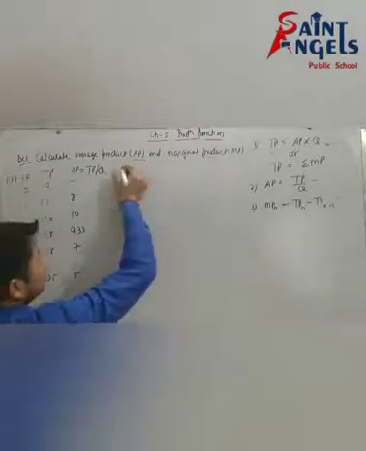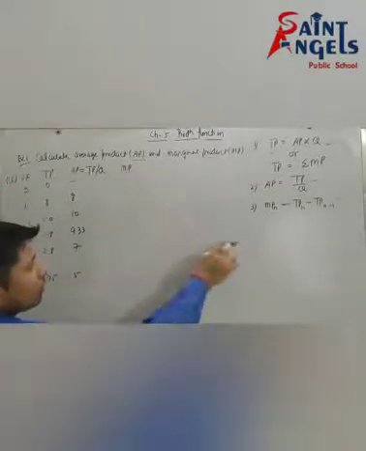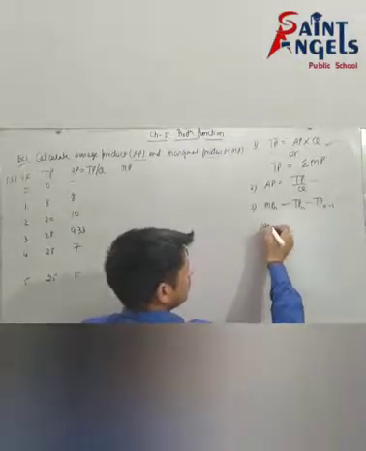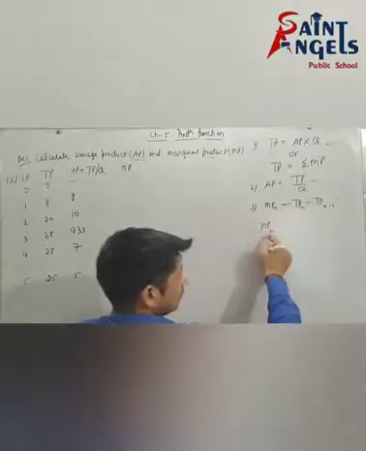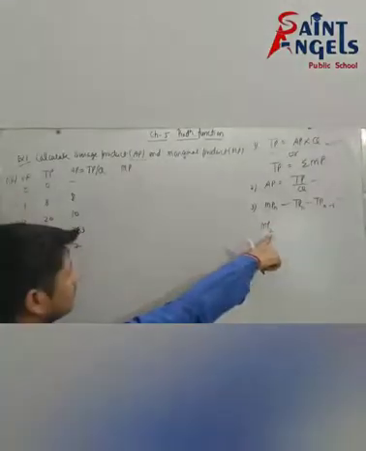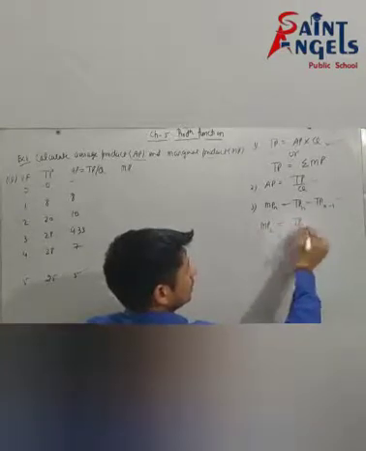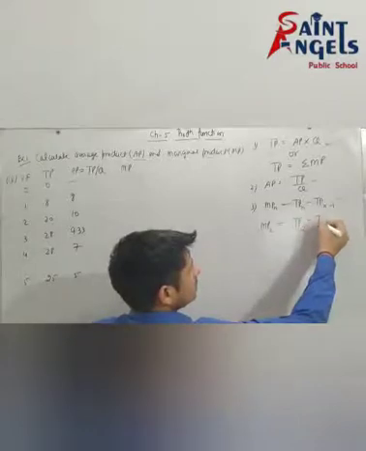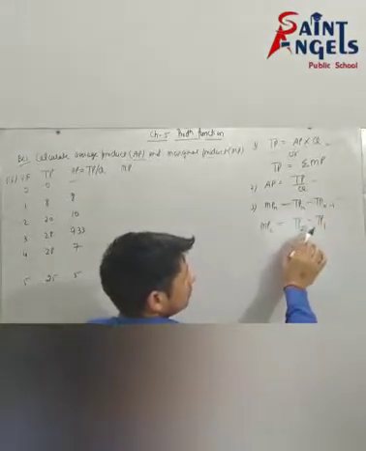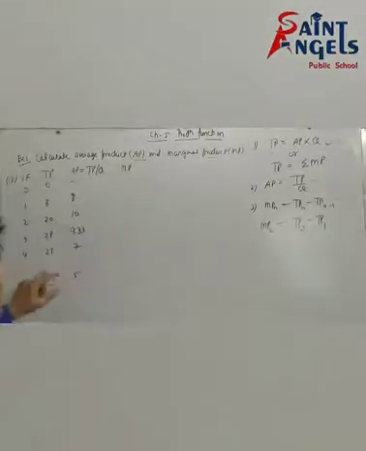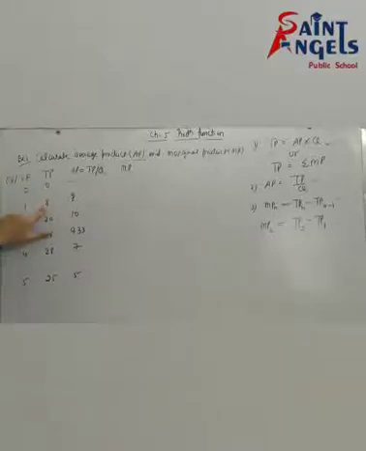After this, MP. What is the formula of MP? Suppose you want to calculate the marginal product of the second unit of variable factor. Then you write TP2 minus TP1, that is, you subtract the value of TP1 from the value of TP2. The value of TP1 is here and the value of TP2 is here. The first will be a dash.